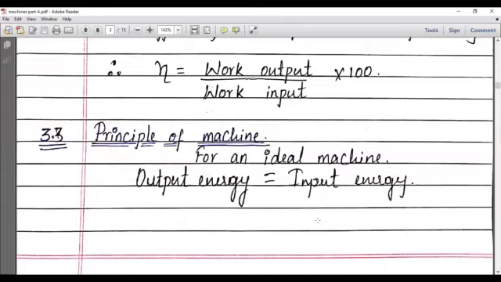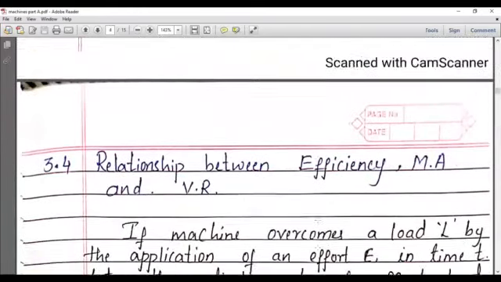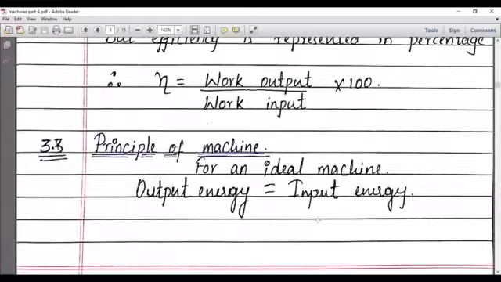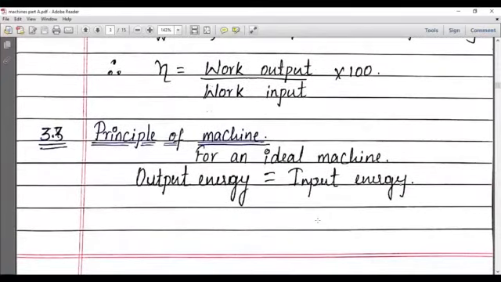Next one is the ideal machine. An ideal machine is one in which there is no loss of energy in any manner. Hence, the work output will be equal to the work input. The output energy will be equal to the input energy. There will be no loss of energy in any manner, whether friction, heat, or any other resistance.